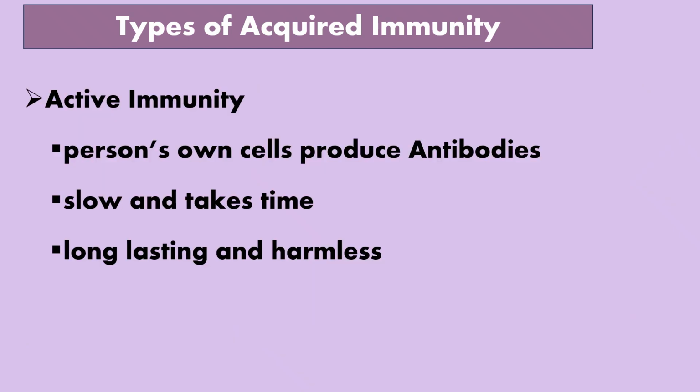Active immunity. In active immunity, the person's own cells produce antibody in response to infection or vaccination. It is slow and takes time in the formation of antibody, but it is long lasting and harmless.